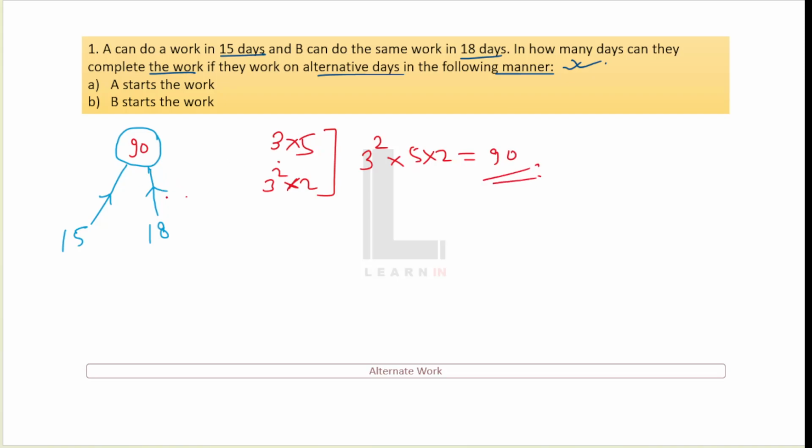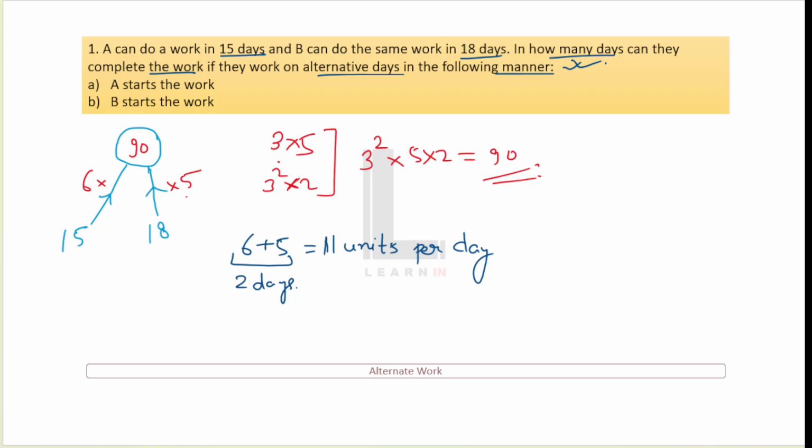Now to make 90 we need to multiply 18 by 5, and to make this we need to multiply 15 by 6. So in one day we are doing 6 plus 5, 11 units of work, 11 units per day. Okay, now what would we do to find out the total number of days? In how many days do they complete the work? So they are doing this in 2 days. Okay, always take this consideration.